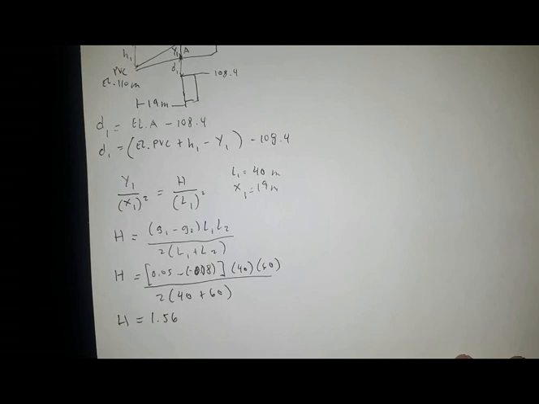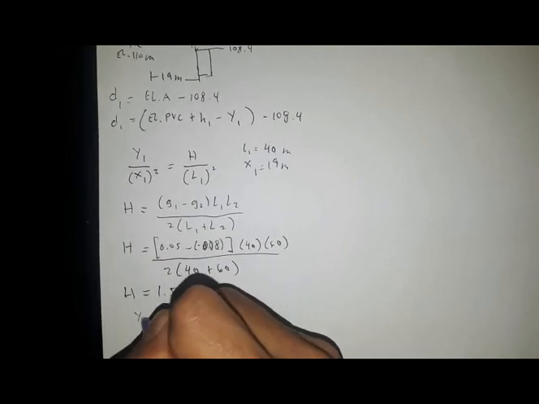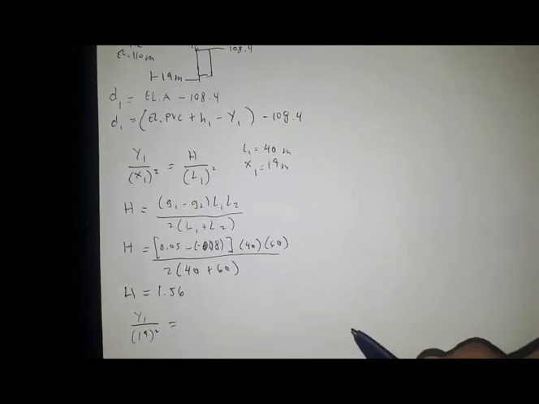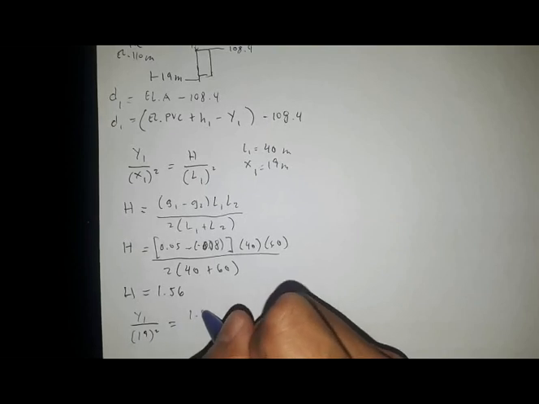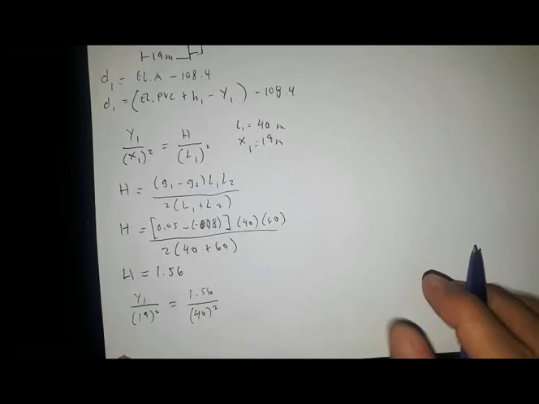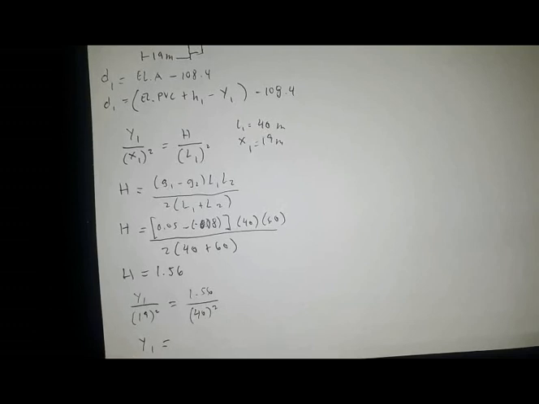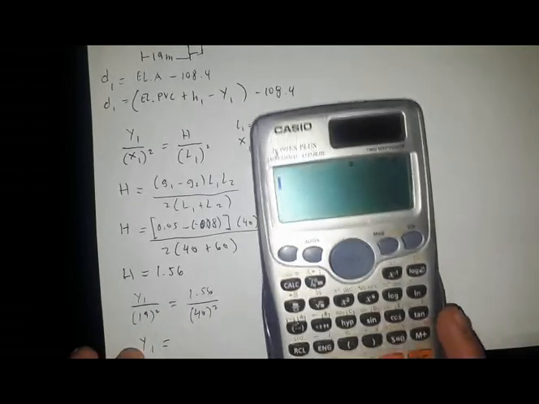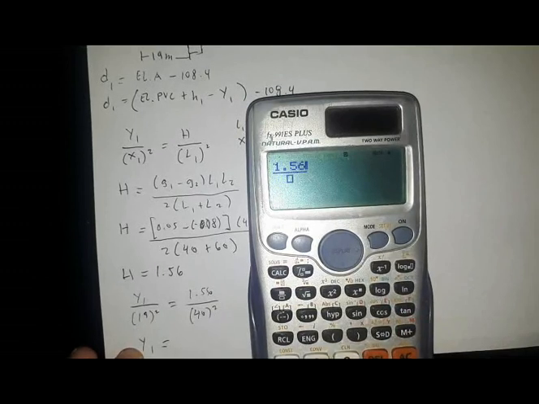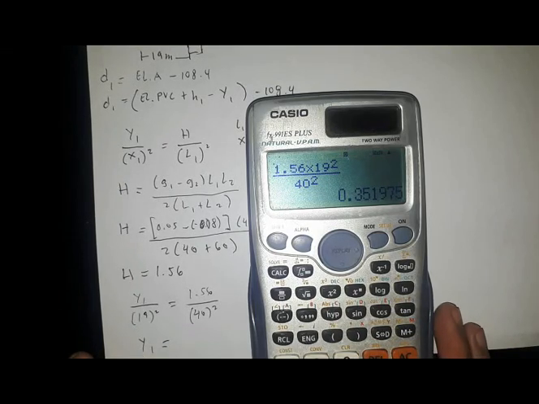Now, in order to solve for the value of y1, we have y1 is to 19 squared, using the square property of parabola, equals h is to L1 squared. So the value of your y1 is equal to 1.56 times 19 squared over 40 squared. Now we have 0.35.